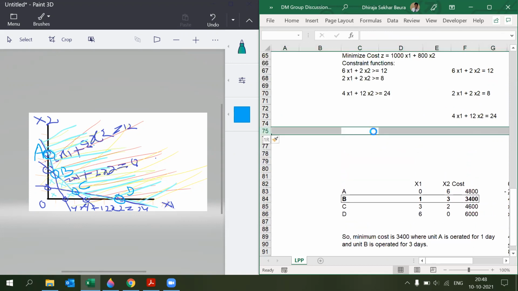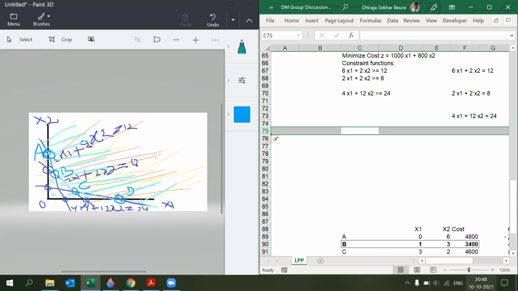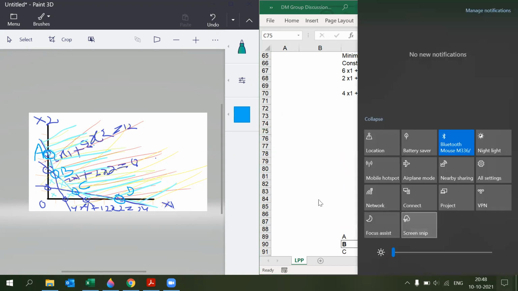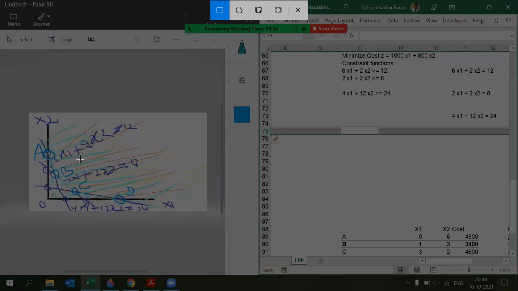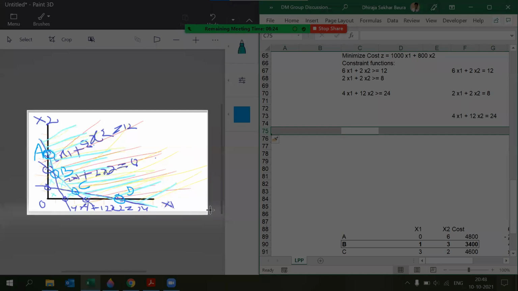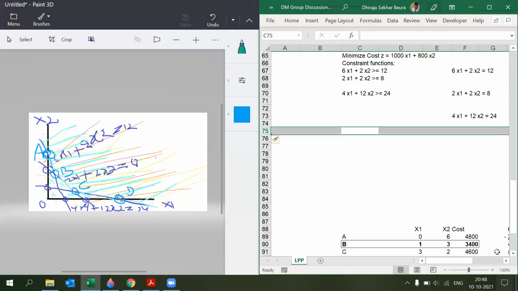So I'll just quickly put this graph here also, one second, so that it will be helpful for others who are referring. So this is how we're going to solve one more question in this.